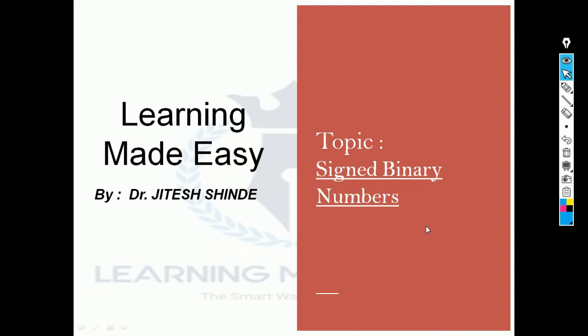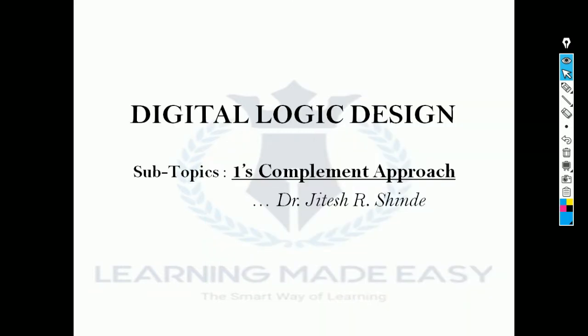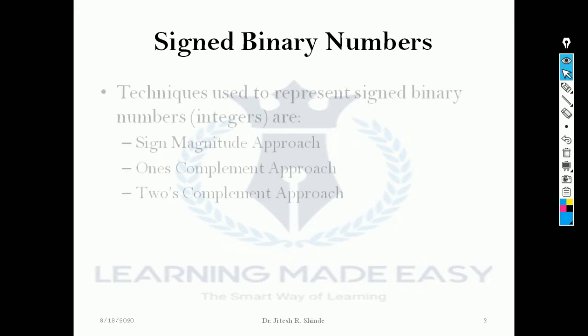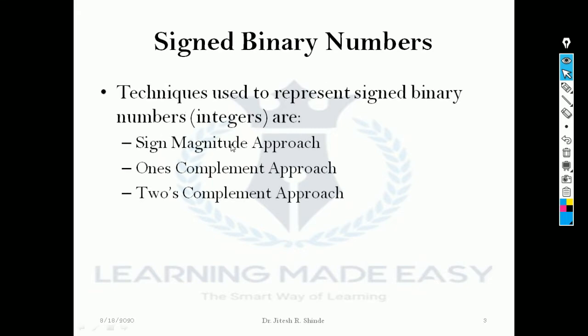In this session, we shall be discussing signed binary numbers with more emphasis on the ones complement approach. In the previous session, I had discussed signed magnitude numbers. We have seen the types of signed number representation: signed magnitude approach, ones complement approach, and twos complement approach. The signed magnitude approach we have seen in detail in the last lecture. So in today's session we shall be focusing more on the ones complement approach. Let's see.